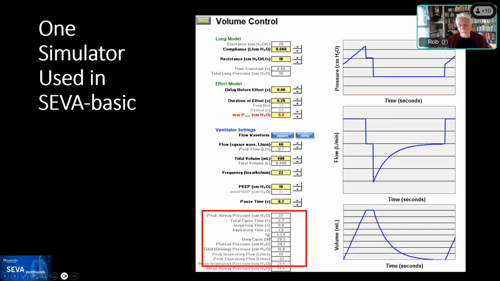These may or may not be of any interest to you, but we have used them for research purposes. I think all the way at the bottom, you'll actually find some values for work per breath and power.